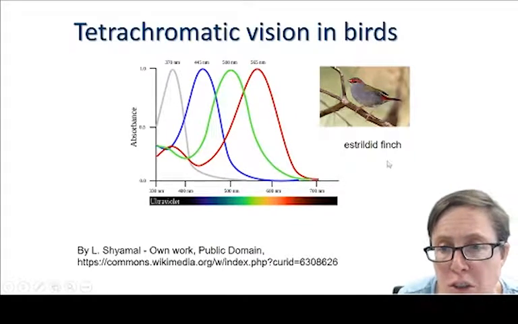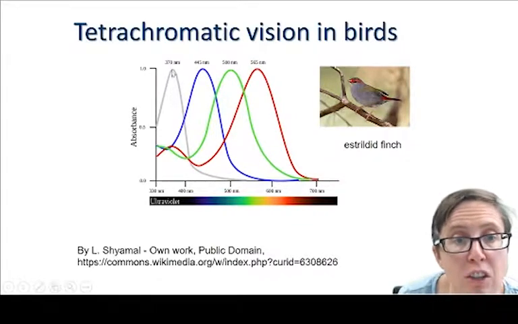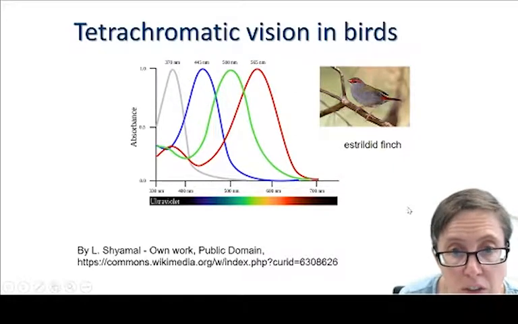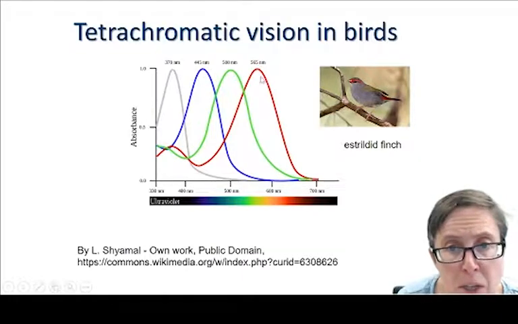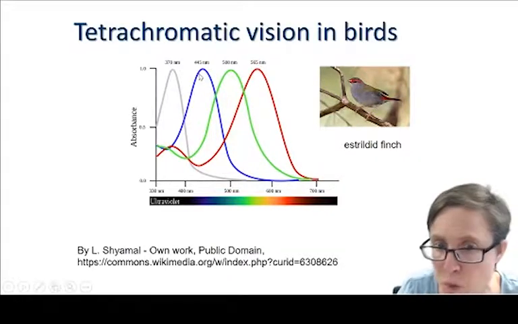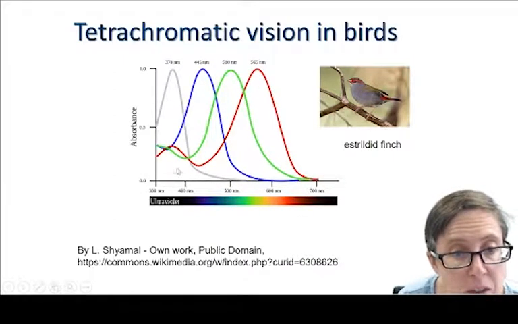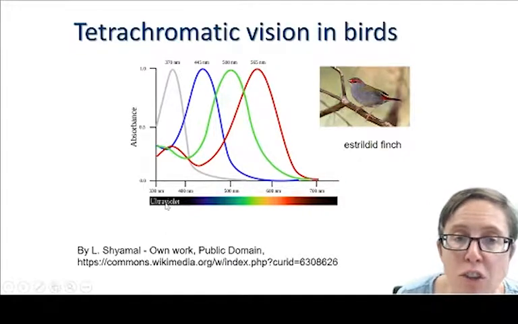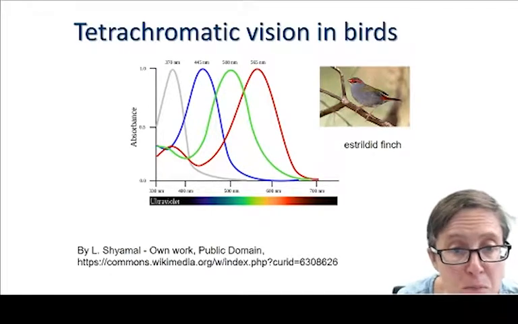So this estrildid finch is a bird that's tetrachromatic. So it actually has 4 classes of photoreceptor. It has, as well as an S, an M and an L cone, somewhat different from our own. As you can see, they're spread more evenly over the electromagnetic spectrum. It also has this sensor which enables it to see in the ultraviolet. So this bird can see colours that we just can never imagine.